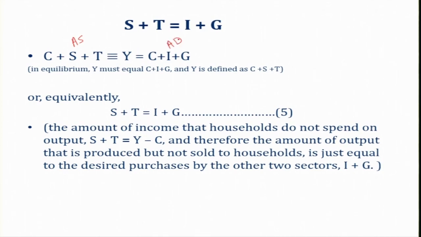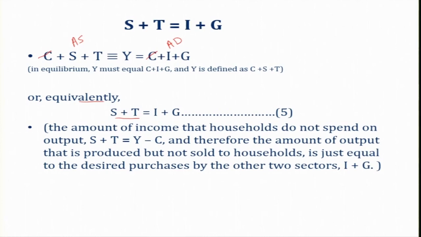So in the macroeconomy, the aggregate supply identity is consumption plus savings by all households, plus the tax paid by the households to the government, and this is equal to total consumption C plus I, the investment expenditure made by firms, and the government expenditure. In equilibrium, Y must equal C plus I plus G, and Y is defined as C plus S plus T, where you can see that C is cancelled out. So finally, equivalently, the condition for macroeconomic equilibrium is that S plus T, savings plus tax, is equal to investment plus government expenditure.